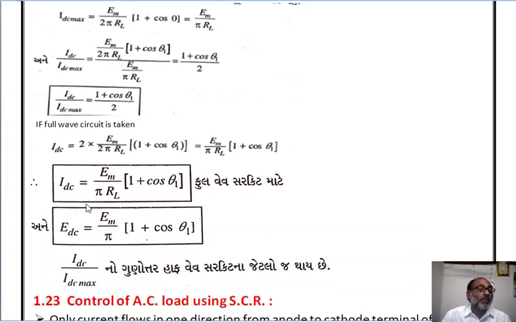Now if a full-wave rectifier is taken, and we solve this equation for the full-wave circuit, IDC is equal to 2 into Em upon 2π RL (1 plus cos θ1). It is twice. So that means Em upon π RL (1 plus cos θ1). So for the full-wave circuit, IDC is equal to Em by π RL (1 plus cos θ1), and EDC is equal to Em by π (1 plus cos θ1). So IDC by IDC maximum is a ratio which is equal to the ratio of the half-wave circuit.